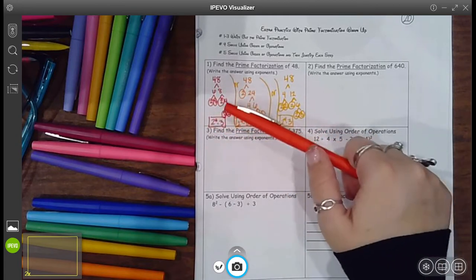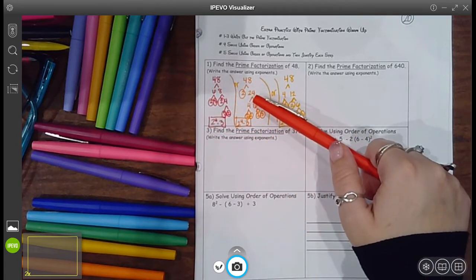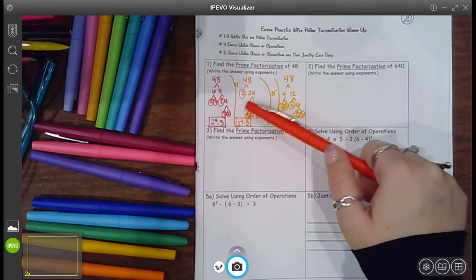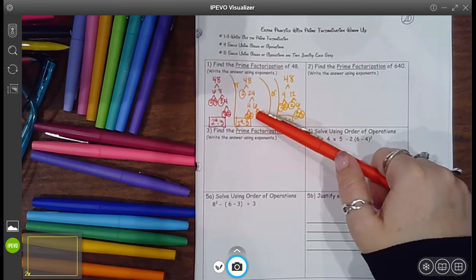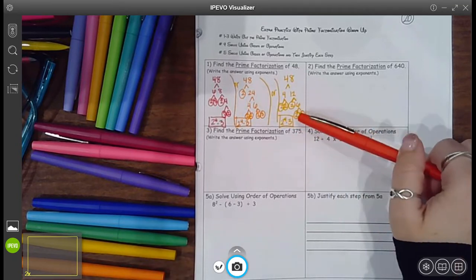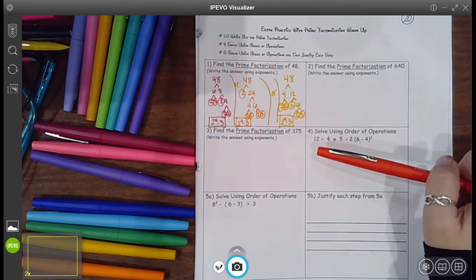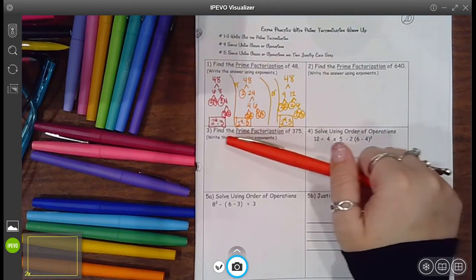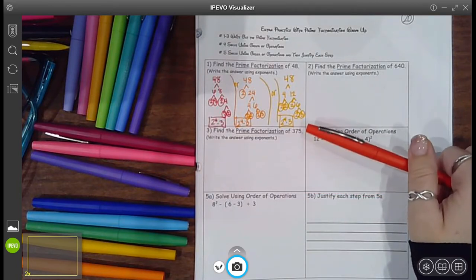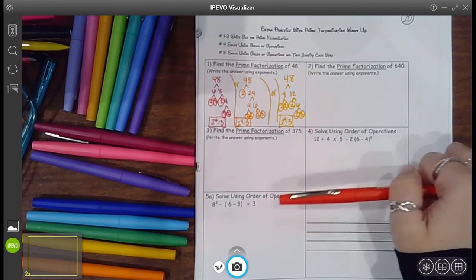And even within these trees, for 24, I could have done 4 times 6 like I did, or 2 times 12, or 3 times 8, and then kept going. And for here, I could have done 2 times 6, which I did, or even 3 times 4. So even if you started the same, your tree could have factored out differently, but you still end with the same prime factorization. Every number has its own unique, specific prime factorization. So as long as you get the same final answer, it's all good.